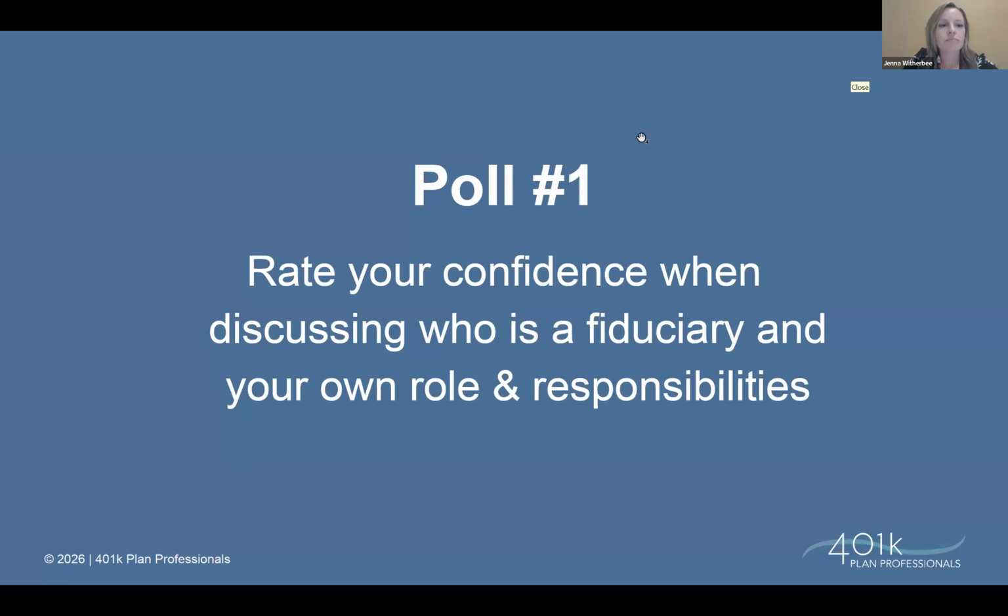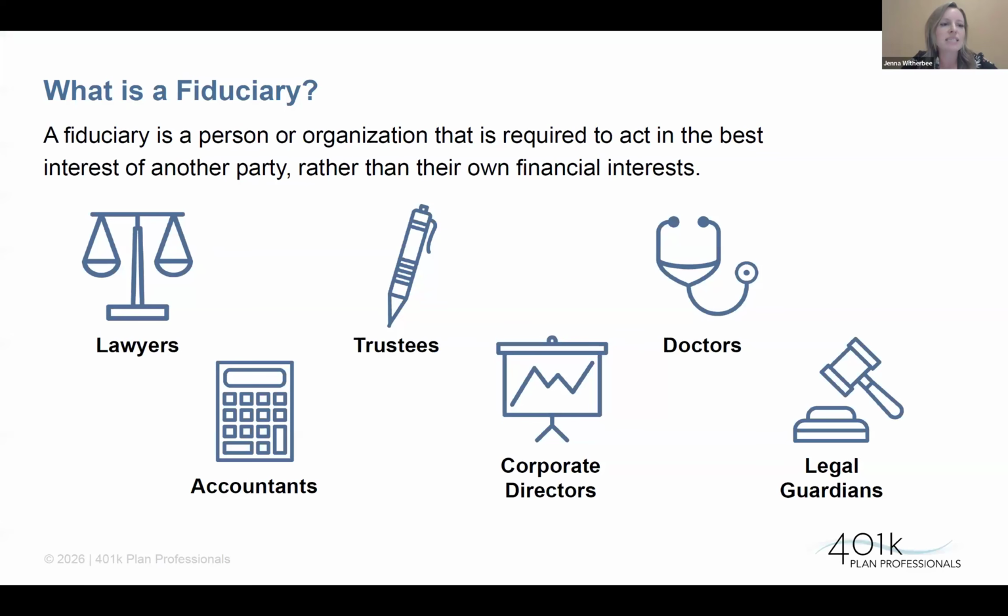All right, thank you. So a couple basics before we dive in. What is a fiduciary? It's a person or an organization that is required to act in the best interest of another party rather than their own financial interest. And you yourself are probably a part of your organization's retirement plan. But when you serve on the retirement plan committee, when you are a fiduciary, it's really, really important that you take off your own personal, participant hat, and you are wearing the hat that is required to act in the best interest of everyone in the plan.